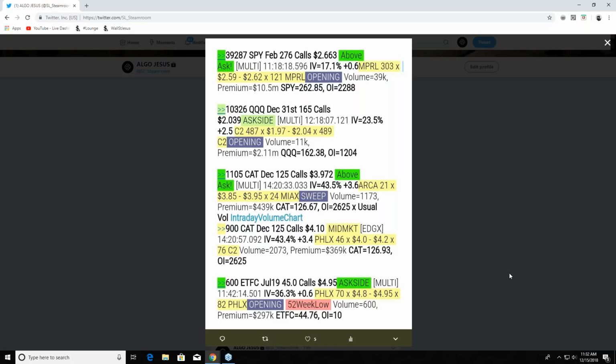If you remember, one of the squeezes that we had most recently, you remember that one SPY bet that caught our eye? I explained to you it was like an Uzi. It was like 80 orders deep, basically one sweeper spraying SPY calls. That's similar to this. This order here, $10.5 million. This guy comes out and sweeps 39,000 plus.